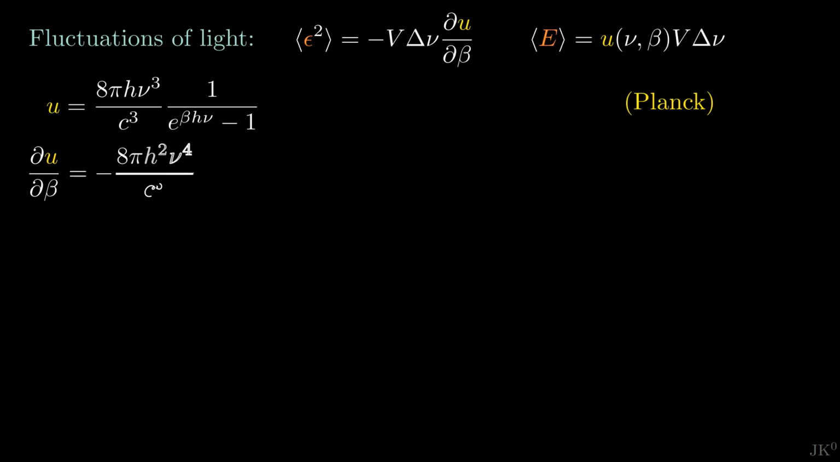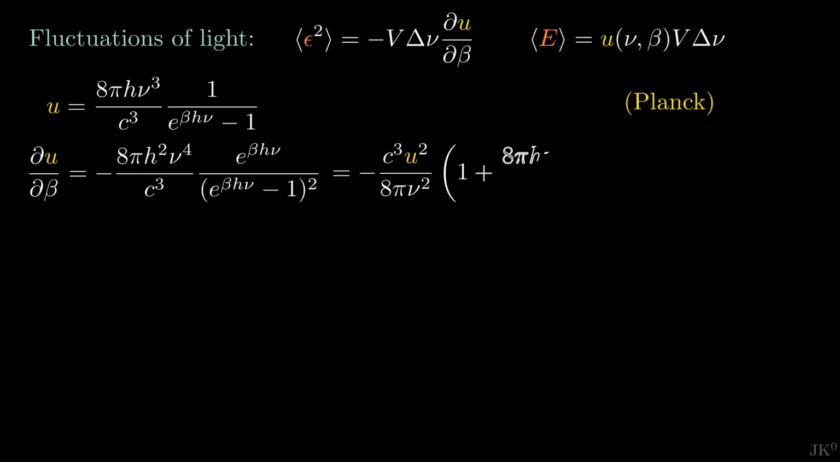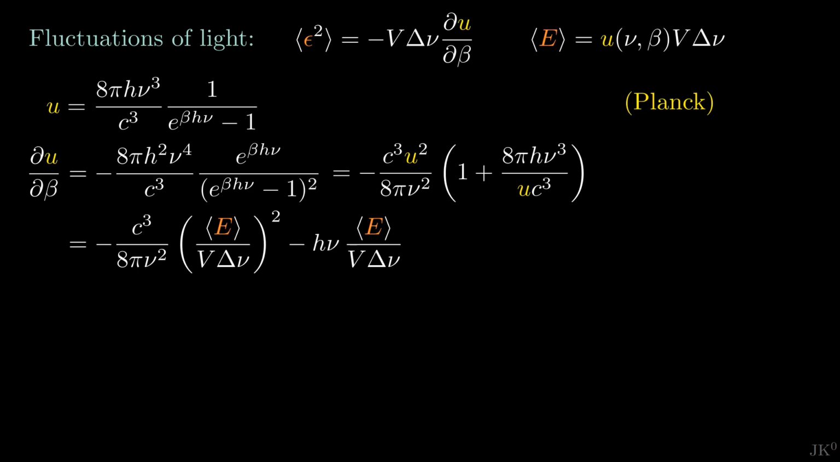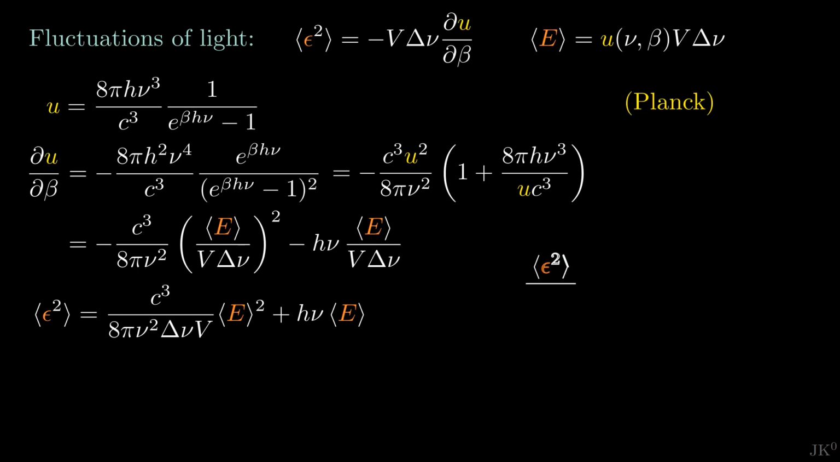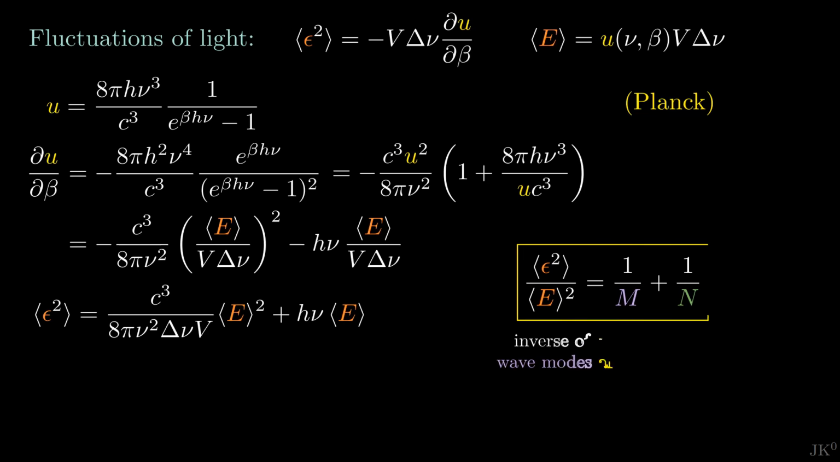First, we calculate the derivative with respect to beta. You're welcome to check that this last expression can be written in terms of the energy density in this way. Using the definition of energy density, the derivative becomes this. Now we can finally write the fluctuations in this way. These two terms should be familiar to you now. If I divide by the square of the average energy to obtain the relative fluctuation, we find the sum of the inverse of the number of wave modes and light particles.